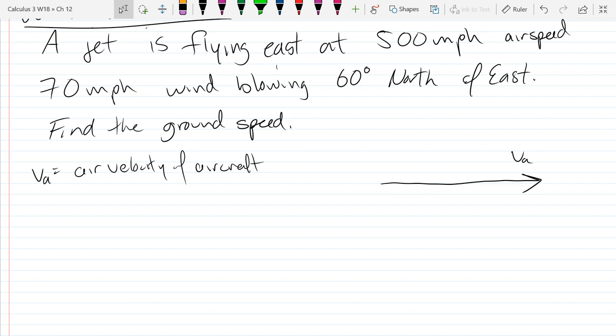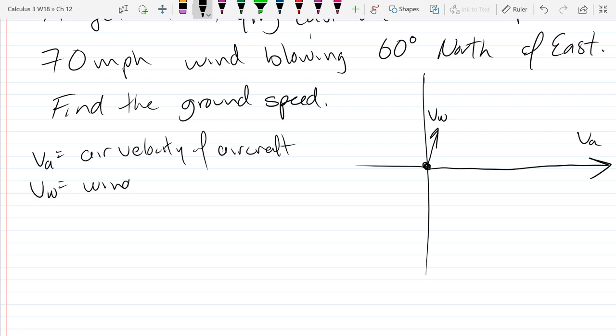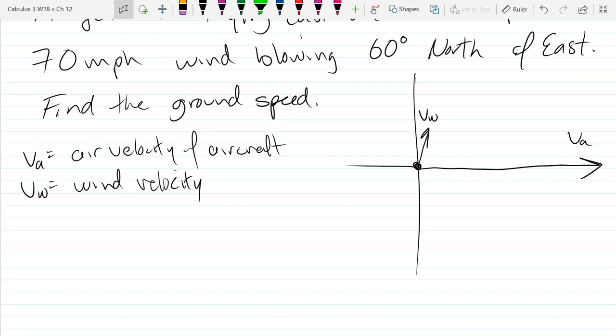So our wind is blowing 60 degrees north of east. If I line up my axis right here, our wind's blowing 60 degrees north. It's not blowing nearly as fast as the aircraft is going, so it's a much shorter arrow. And we'll call this VW, velocity of the wind. So is the wind helping the aircraft move a little faster, or is it working against it, making it move a little slower? Move a little faster.